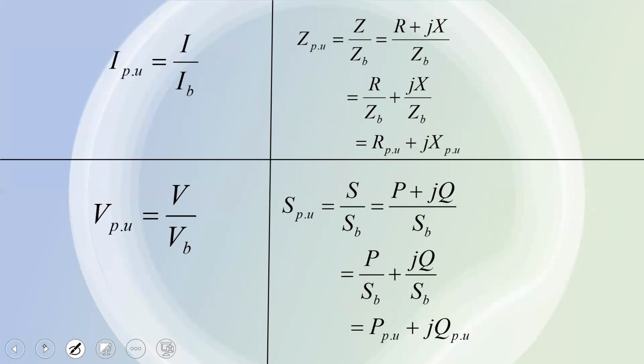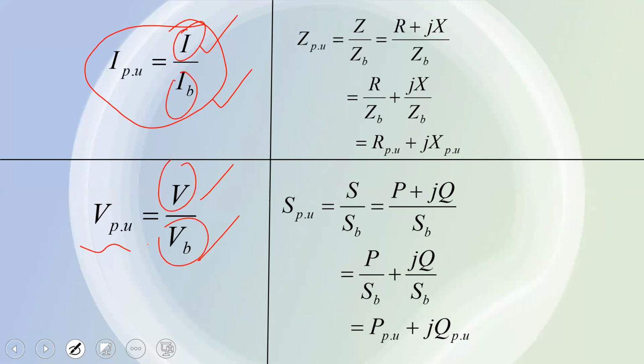So if you want current in per unit, according to the definition of per unit, it will be the ratio of its actual value to the base value. If you want to convert voltage into per unit, then it will be the ratio of its actual value to the base value. Here, the important point is that the numerator and denominator should have the same dimension, so the per unit quantity will be dimensionless.